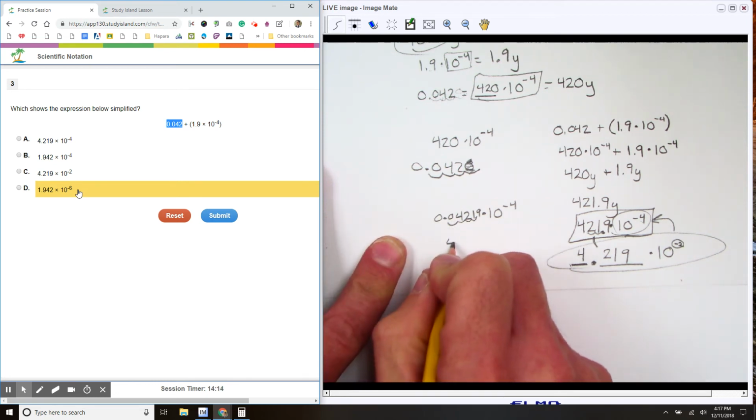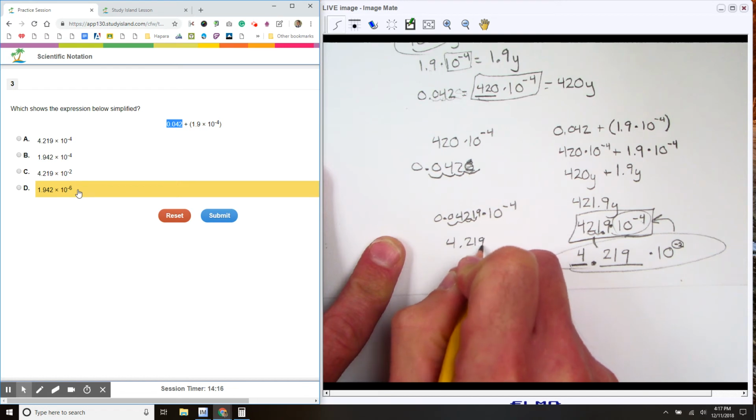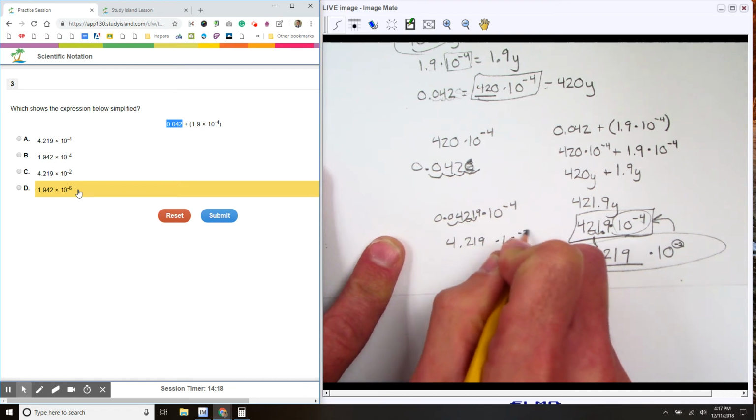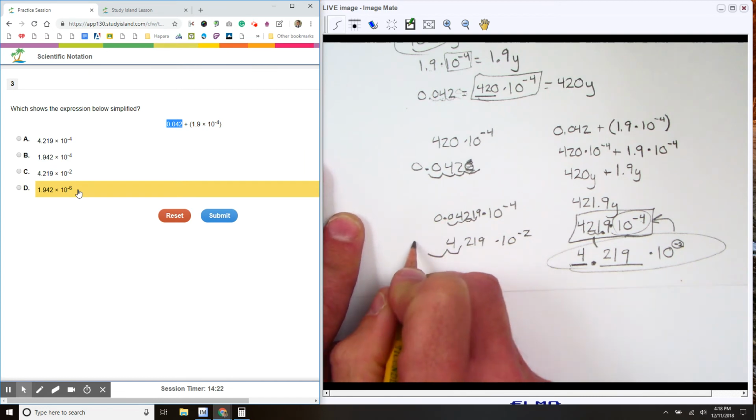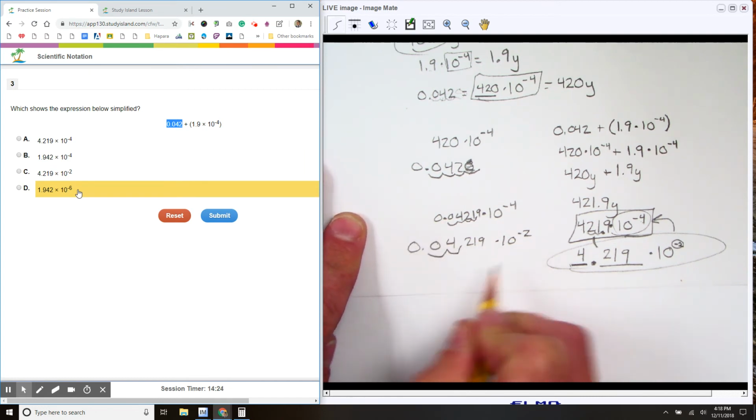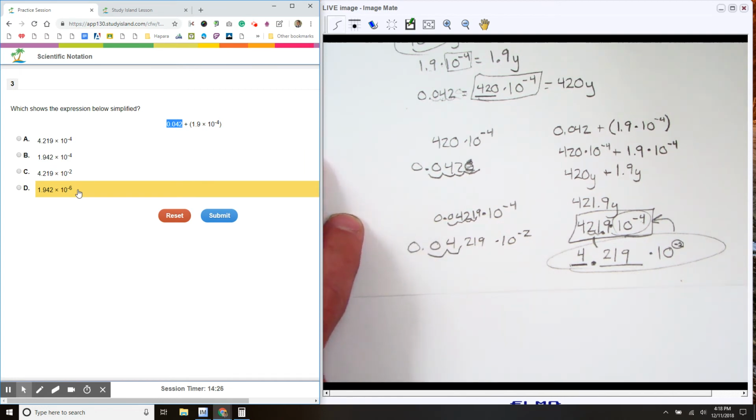What about this one? 4.219 times 10 to the negative second power. Move it 1, 2 spaces. And again, you get 0.04219. So these are equal. It's going to be 4.219 times 10 to the negative second power.